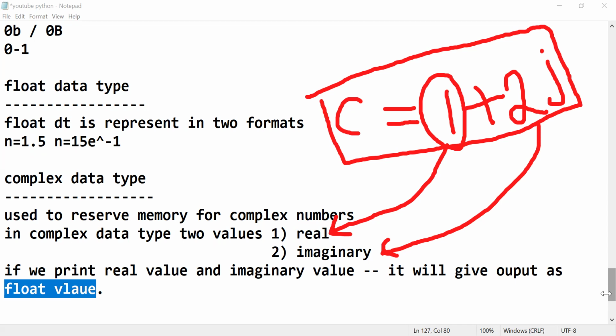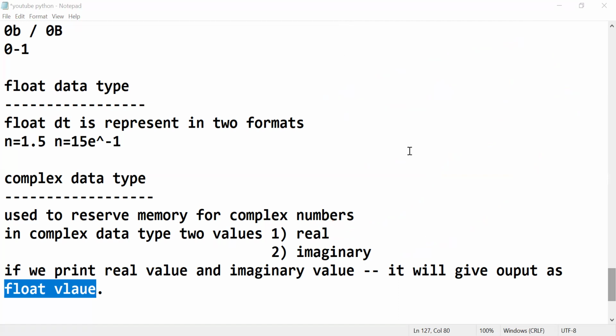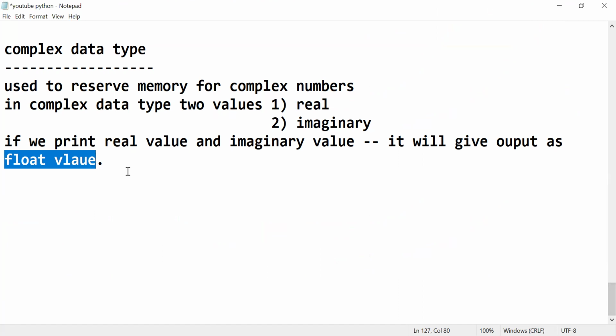But here in the complex data we have only 2, but it will print 2.0. It always prints a float value as a result. I hope you understand what is imaginary, what is complex data type, what is float data type, and what is integer data type.